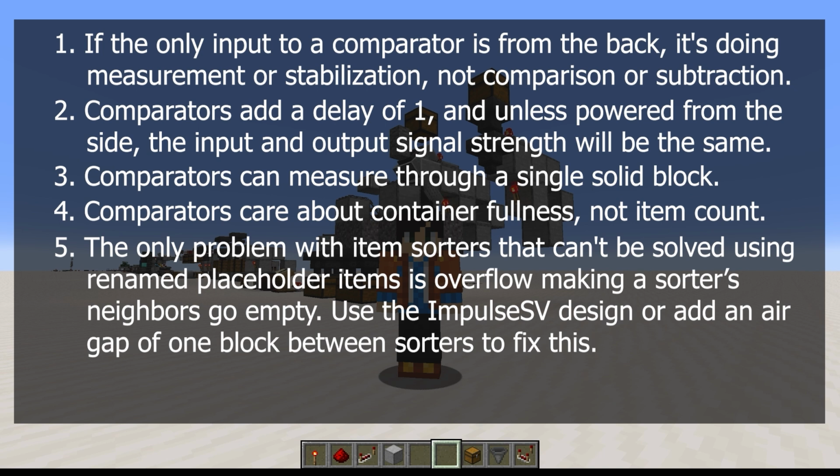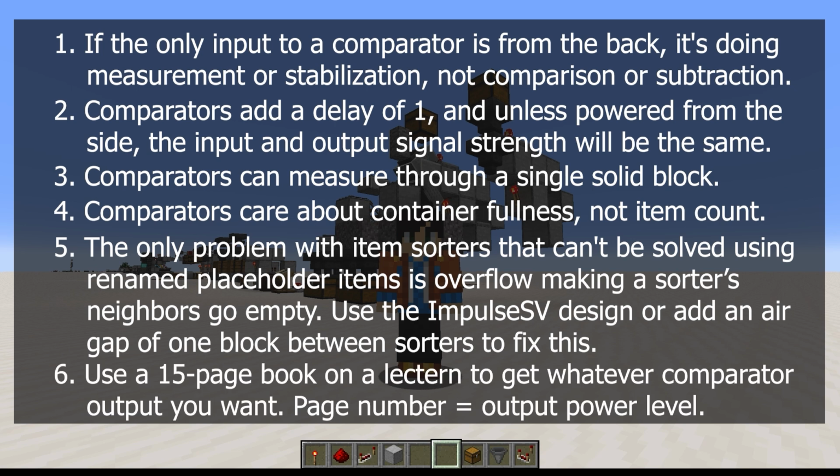Use the 1 block longer Impulse SV design for a robust item sorter with overflow protection. If there's an air gap of at least 1 block between your sorters, you don't have to worry about overflow protection. 6. Use a 15-page book on a lectern to get whatever comparator output you want. Whatever page number you select will also be the comparator's output power level.